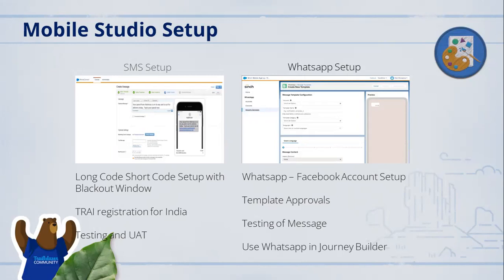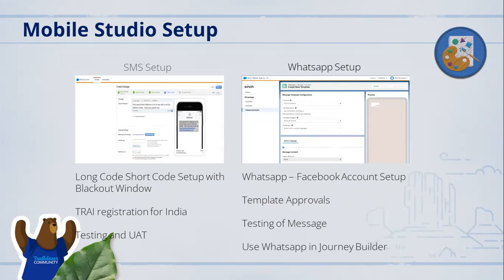There are certain template approvals required as a part of WhatsApp messaging. These are the template structures you will use for messaging, which you need to get approved by Facebook so that you can send out the WhatsApp communication. You carry that out and then test the messages for deliverability, and then you are more than happy to use WhatsApp in Journey Builder as one more channel of communication.